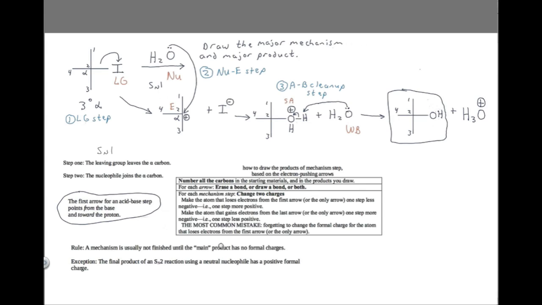Remember, there are some exceptions to this. In fact, SN2 reactions can be an exception to this rule. We saw in the SN2 series that if you do an SN2 reaction with a neutral nucleophile, that will usually end with a positive formal charge on the main product. But that's an exception. Here we're going to follow the general rule that our final main product has no formal charge.